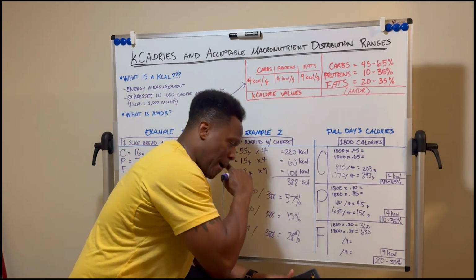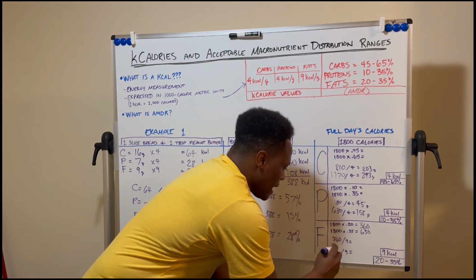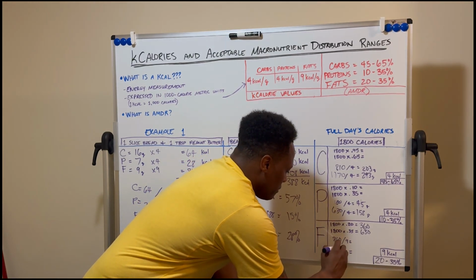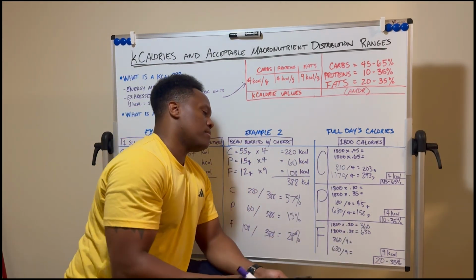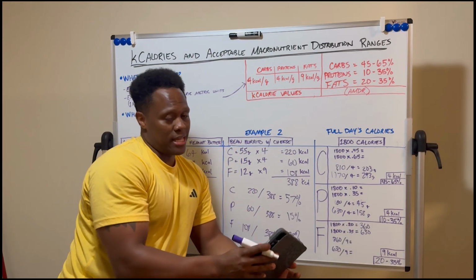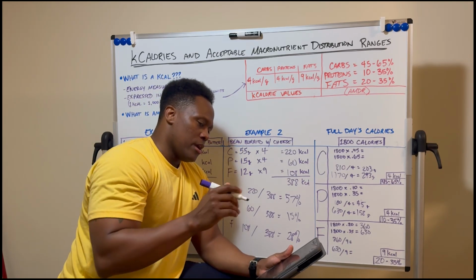Now, that's our step one. Our step two and last step in this particular problem is to take both these values and divide them by 9, which is the amount of kCalories you get per gram. So 360 divided by 9, you're looking at 40.